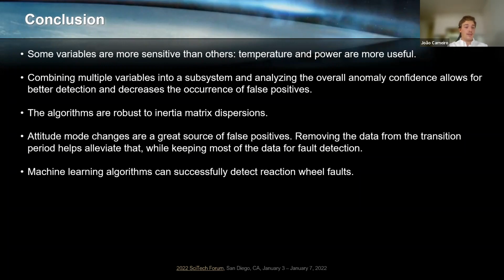We also saw that the algorithms are robust to inertia matrix dispersion, and this is particularly important because the digital twin is never going to be exactly the same as the real spacecraft, and so it is important that these algorithms work well with slight deviations. We also saw that the absolute mode changes were a great source of false positives, but by only removing about 1 to 2% of the data, we were able to remove this problem in its entirety.